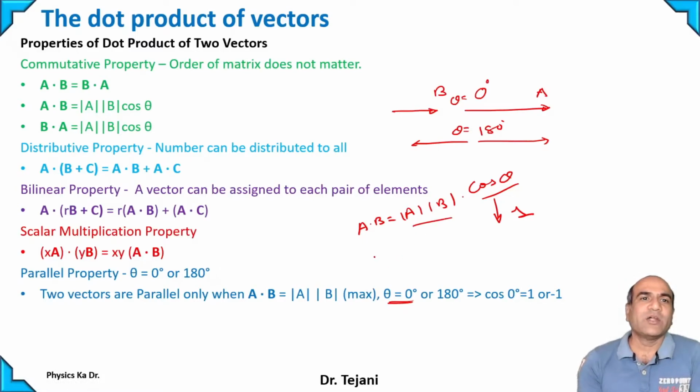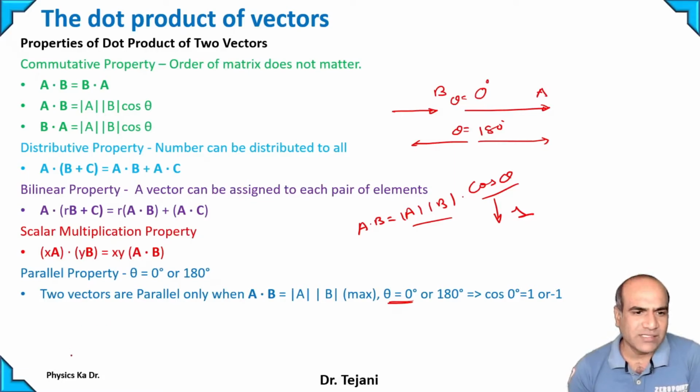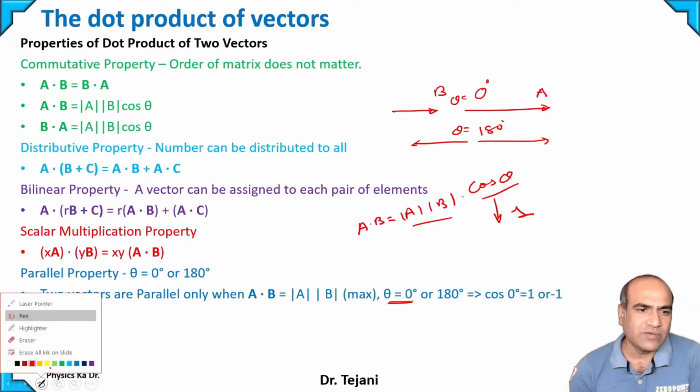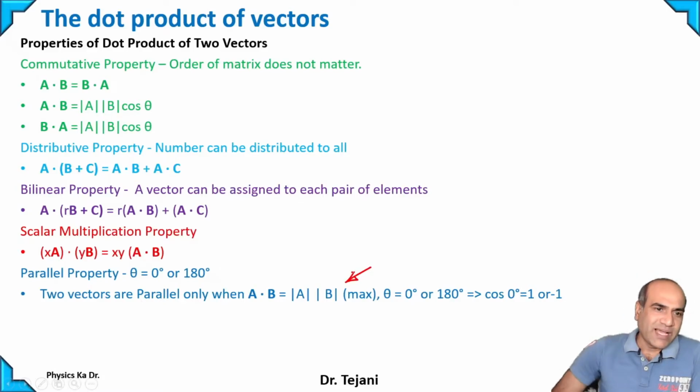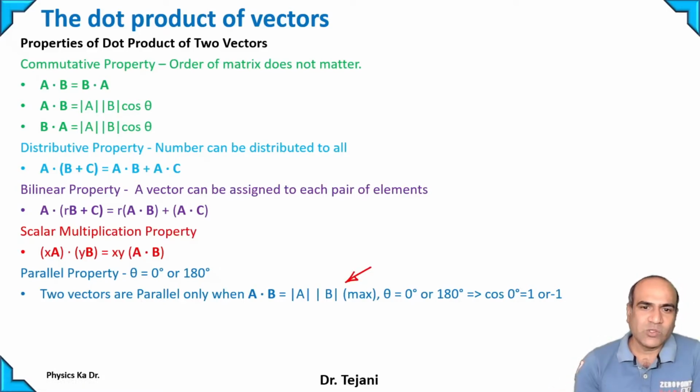So when two vectors are parallel, in the opposite direction also, it always gives us the maximum value. So A dot B maximum value is always mod A mod B. Both the magnitudes are multiplied, right? Because the 100% projection is visible on the opposite side.